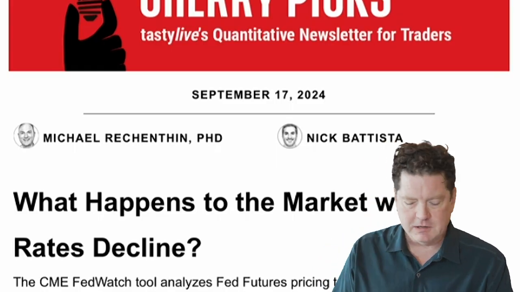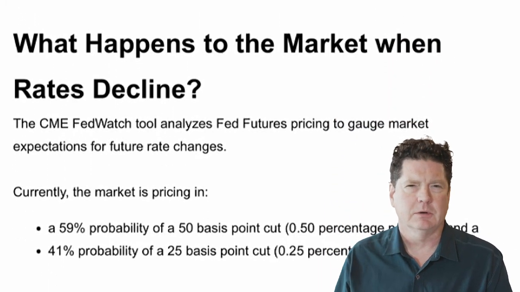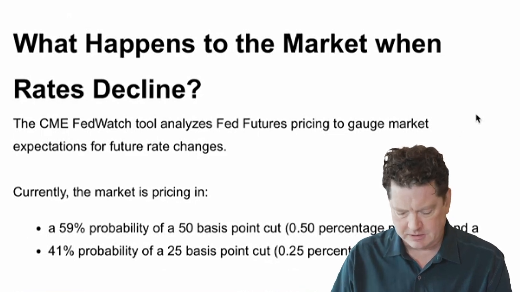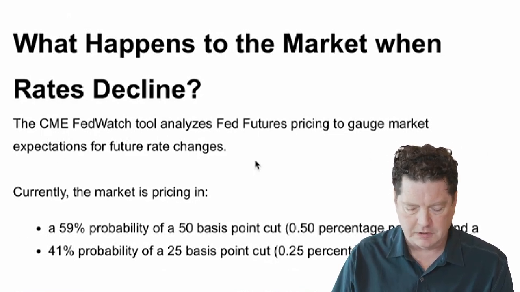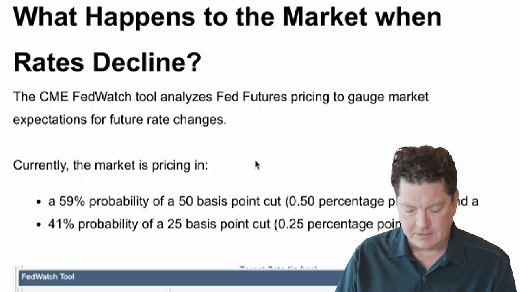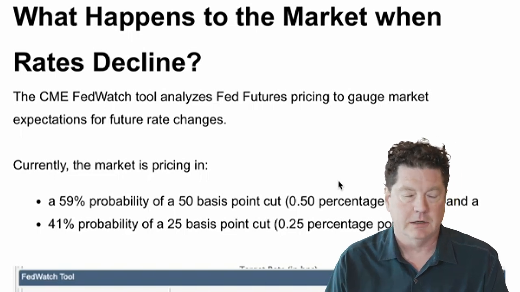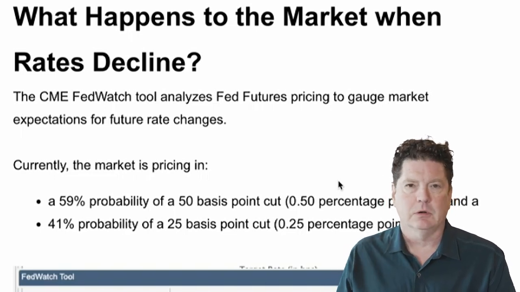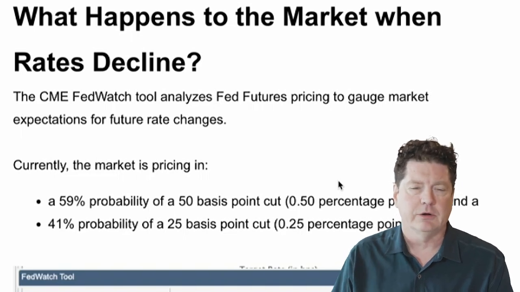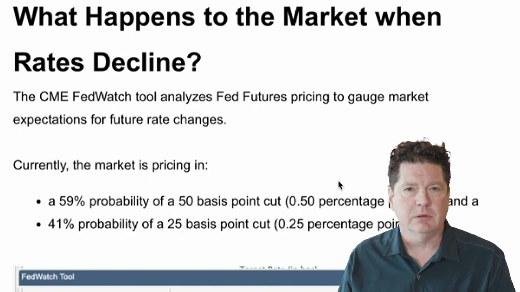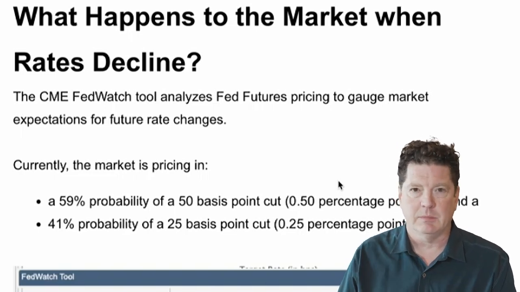So Mike Reckentine and Nick Batista put out some really interesting information about what happens in the market. What they did was they went to the CME FedWatch tool and analyzed the Fed funds futures price to see what the probability of a rate cut would be. And the day before the Federal Reserve cut rates on Wednesday, September 18th, you could actually see what the probability was of a rate cut and how big. So in other words, 25 basis points, 50 basis points.